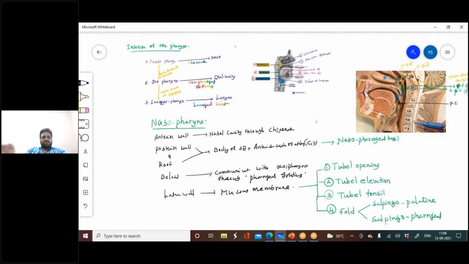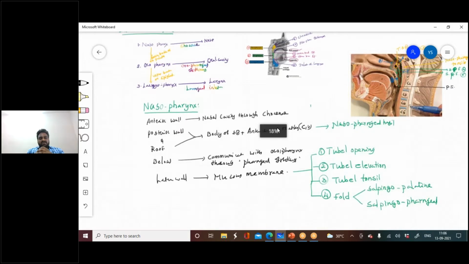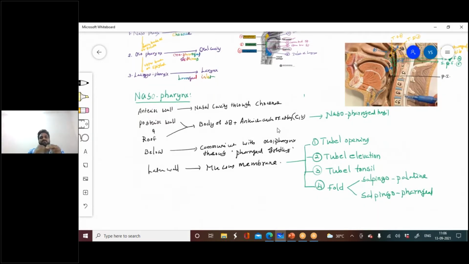Then one by one I explained in detail. For each part I explained the boundaries: nasopharynx, oropharynx, laryngopharynx. You all know that, I will not explain again.